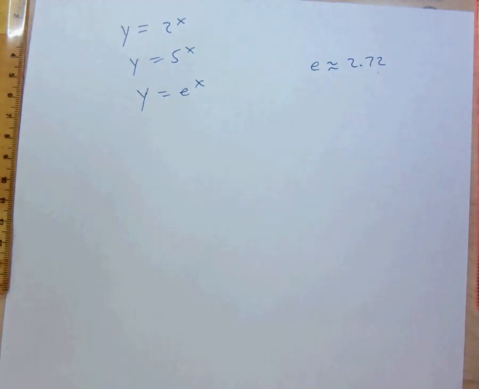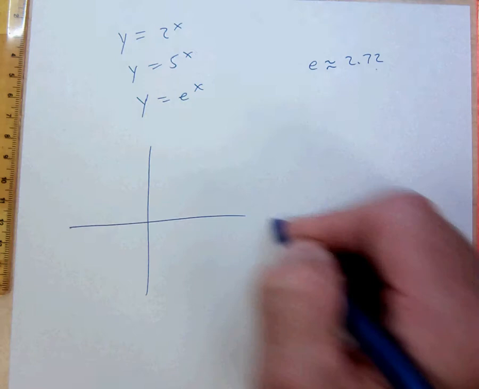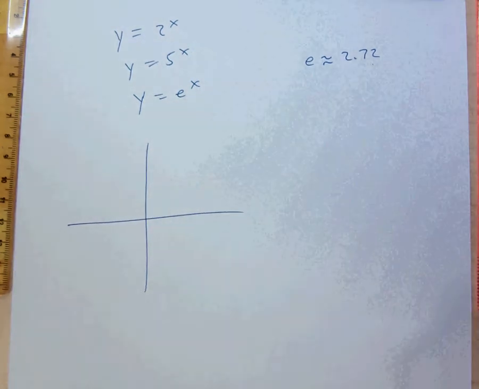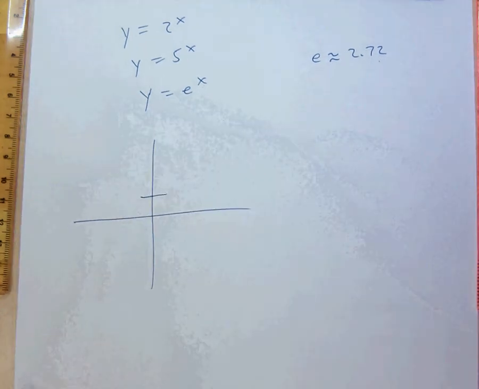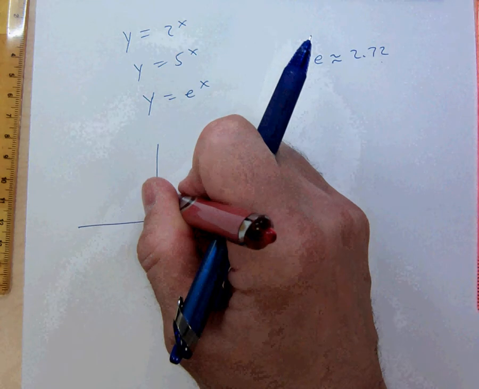You all know what 2 to the 0 is, or 5 to the 0, or e to the 0. Anything to the 0 power is 1. So what I'm saying is, you should all know that these graphs all pass through the point 0, 1. Got it?